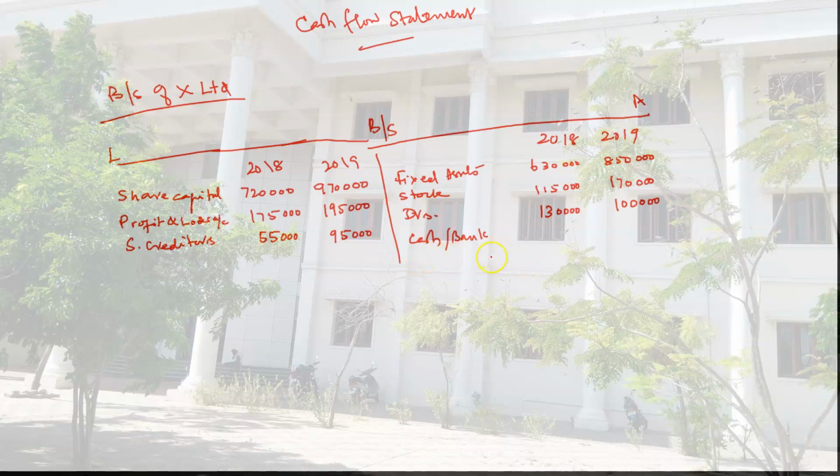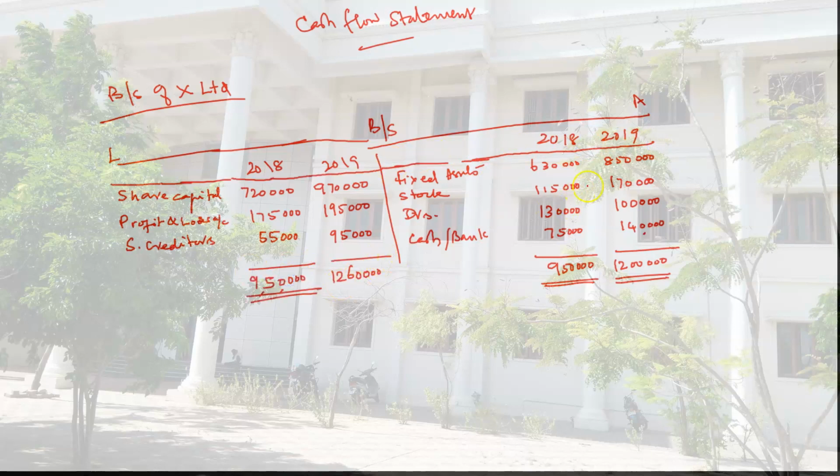So let us now consider, it is given in the question as rupees 75,000 and 1 lakh 40,000. Total 9 lakhs 50,000. Here it is 12 lakhs. So these are the data for the years 2018 and 2019. The total should be the same, 12,60,000. We also check this. 11 plus 5, 16. 9 plus 3, 12,60,000.